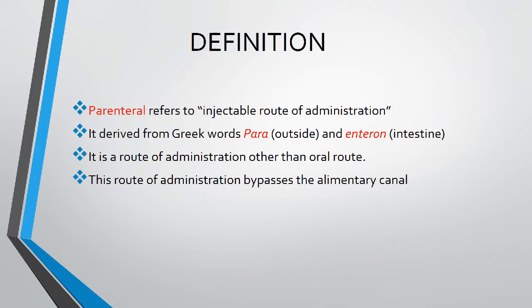For the definition, parenteral refers to the injectable route of administration, and it is derived from Greek words, which are para and enteron. Para means outside, and enteron means intestine. Parenteral administration is other than the oral route, and it bypasses the alimentary canal.